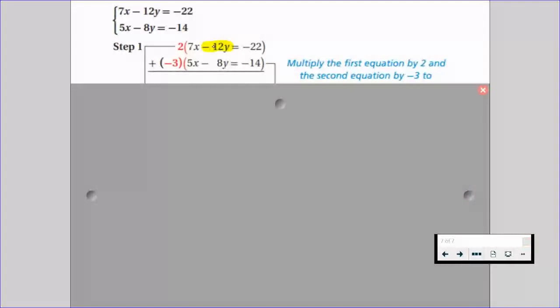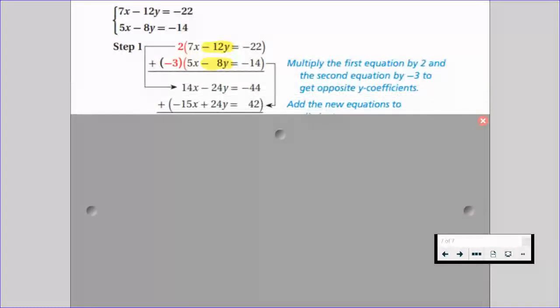Since we have -12y and -8y, if we wanted to eliminate the y variable, and you can eliminate the x variable, that's totally fine. But in this case, we want to eliminate the y variable. If we multiply 2 and -12, we get -24. So we have to get the opposite of that in the other equation. So we multiply -3 by -8 and we get +24. That then creates the opposite terms, -24 and +24.